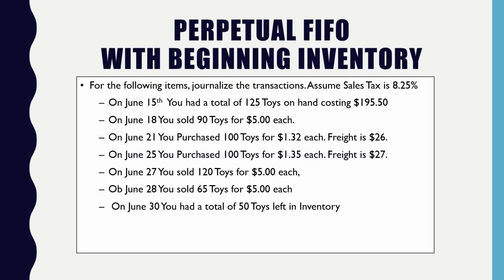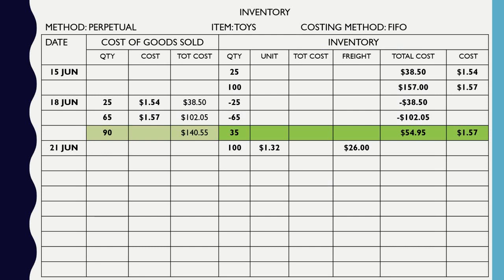Now the next scenario says we made another purchase of 100 toys, but this time it's for $1.32 each and freight is 26. So now that we know we're dealing with another batch of inventory, let's go ahead and solve for it. Another 100 items for $1.32 gives you 132. We add the 26 to get 158. And the cost per item is going to be $1.58.